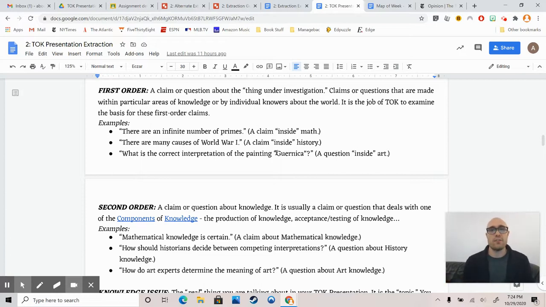How did the scientists do their job? How did they arrive at that knowledge that they have? And so first order stuff looks like in math, there are an infinite number of primes, or in history, there are many causes of World War I. That's looking at the thing itself.